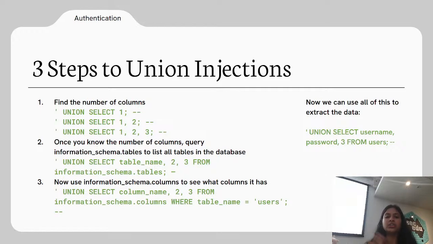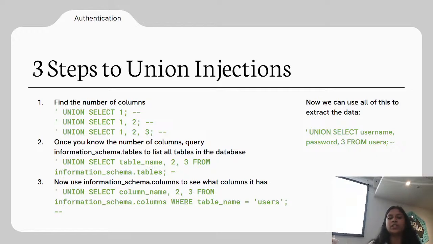So you can do union select 1, 2, 3, and just keep enumerating until you can successfully see how many columns there are. Once you know the number of columns, you can try and query information_schema.tables to list all the tables in the database. So that's a sample payload as well.